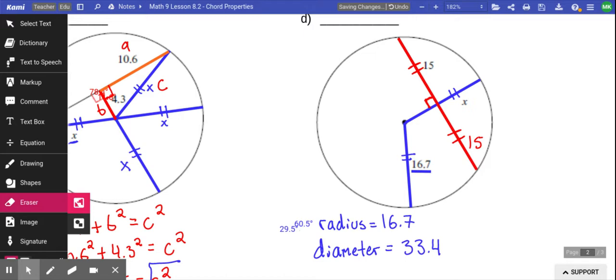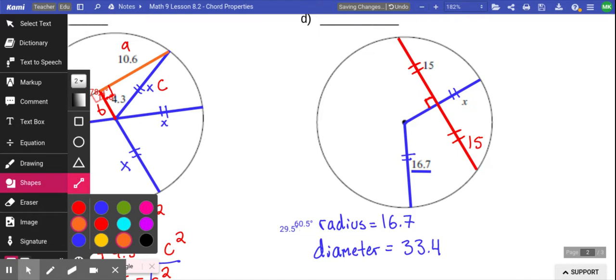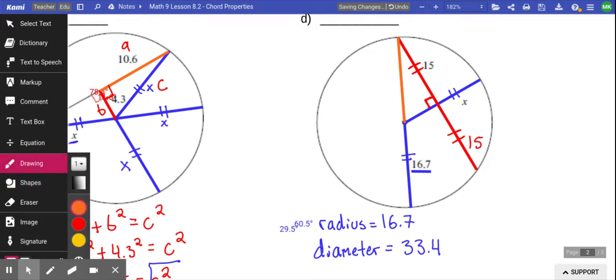The way that we're going to do that is by realizing that we know our radius is 16.7. So I could draw a radius anywhere I want, and I know it's 16.7. And if I could somehow connect that so it creates a triangle, that would be even better. So I'm going to draw a radius like that. And I'm going to notice that what I just did was I created a triangle where one side is 16.7, one side is 15, and I don't know the other side. But it's 90 degrees, so I could find that third side by using Pythagorean theorem.